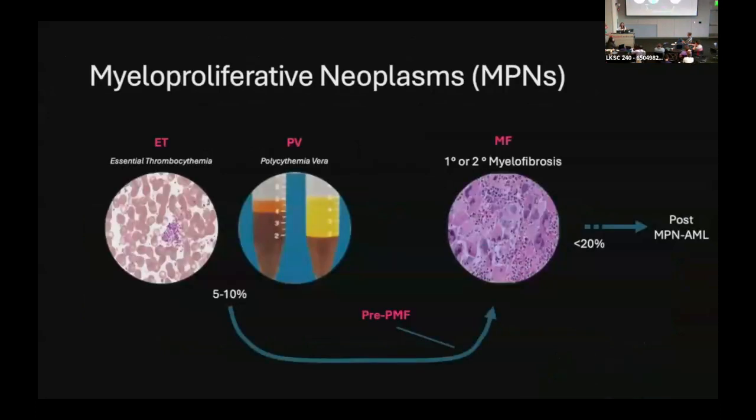Our lab works on a type of blood cancer called myeloproliferative neoplasms, which are characterized by overproliferation of a type of blood lineage. Patients present with one of four subtypes, so ET and PV, which you can see on the left here, which can potentially progress via pre-PMF to myelofibrosis, which is characterized by scarring of the bone marrow tissue.